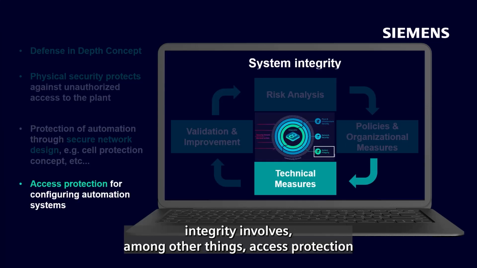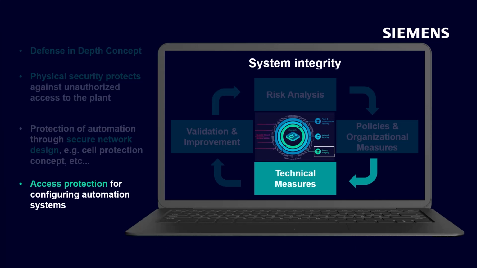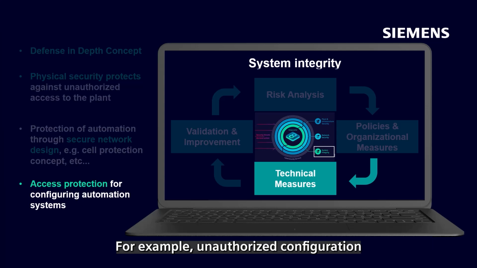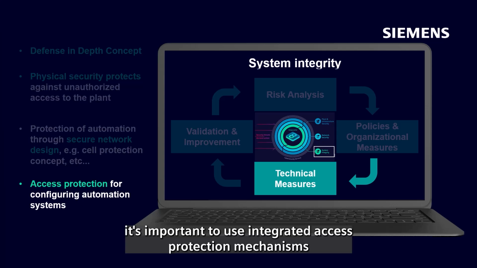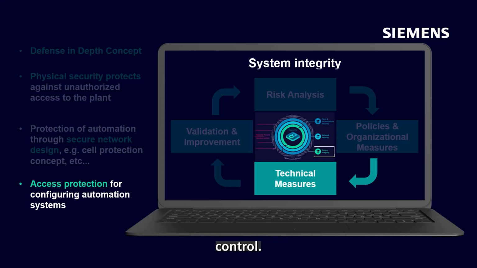The system integrity involves, among other things, access protection for configuration of automation systems. For example, unauthorized configuration changes to automation components must be prevented. To achieve this, it's important to use integrated access protection mechanisms such as user management and access control.